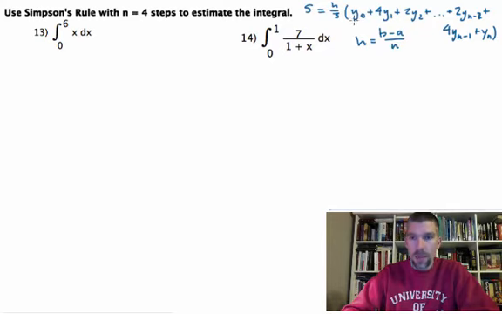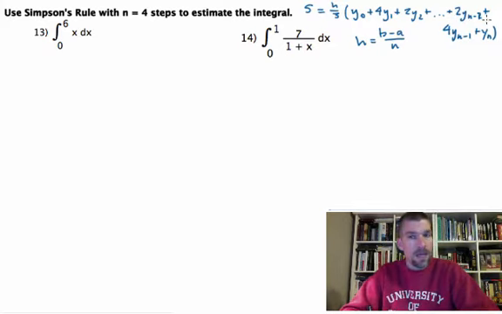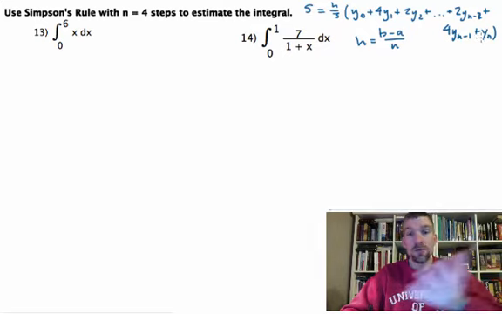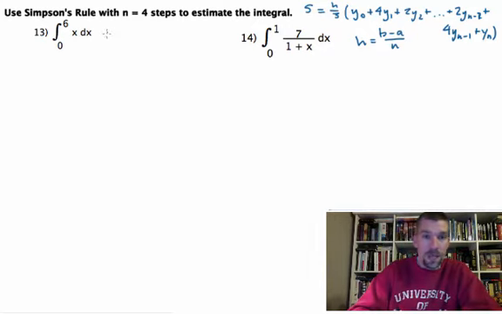And then y0, which is where we're starting, and then 4 times y1 plus 2 times y2 plus, and the pattern goes 4, 2, 4, 2, 4, 2, and then all the way to 2 times y n minus 2 plus 4 times y n minus 1 plus yn. And all these n's just represent the number of terms that we're interested in. So for these two problems, we're interested in n being 4.